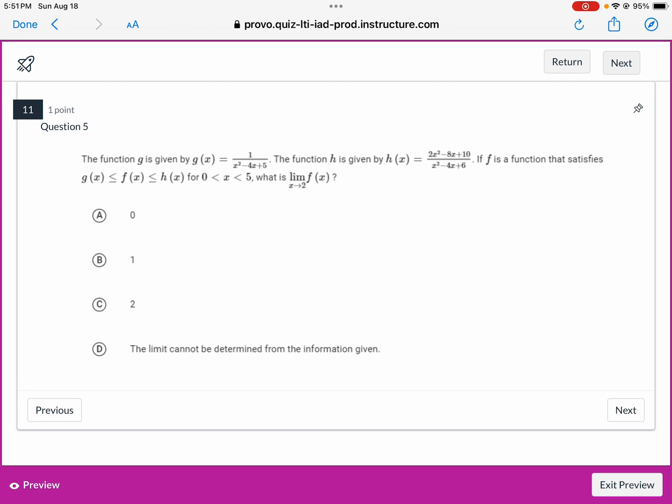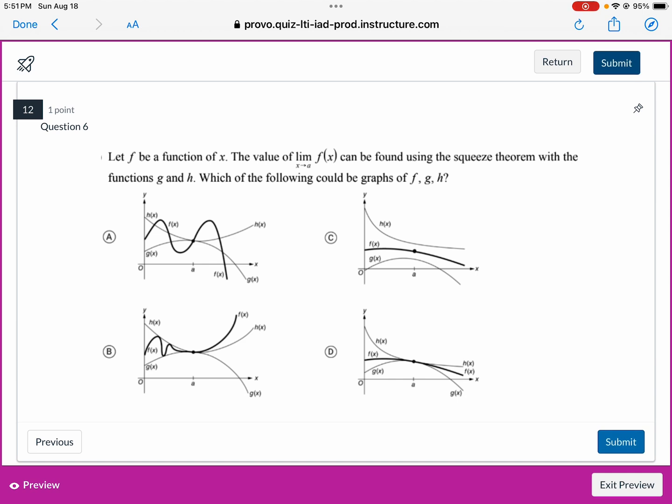So, let f be a function of x. The value of the limit as x approaches a of f of x can be found using the squeeze theorem with the functions g and h. Which of the following could be the graphs of f, g, and h? So this is just a pure visual representation of the squeeze theorem.